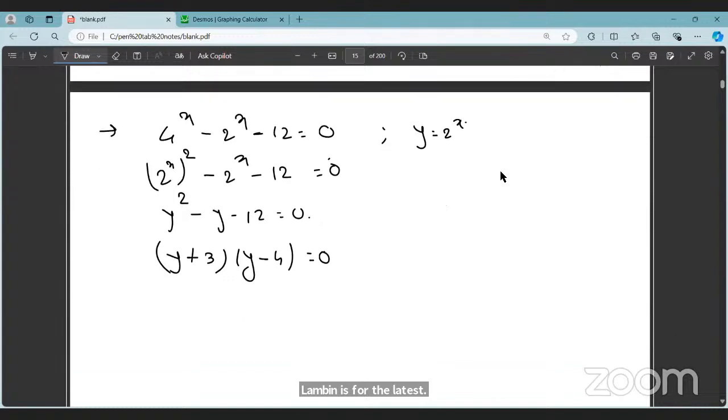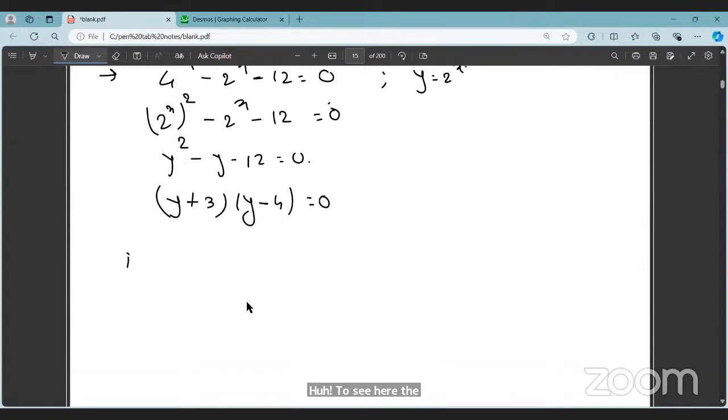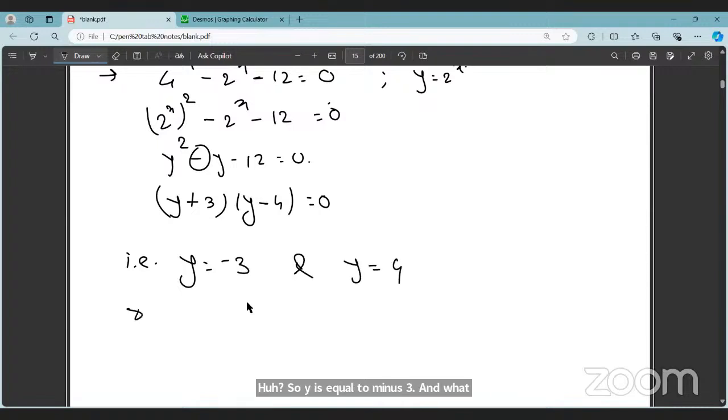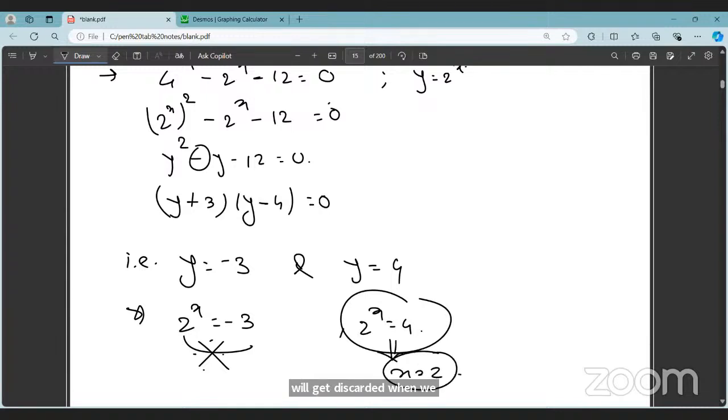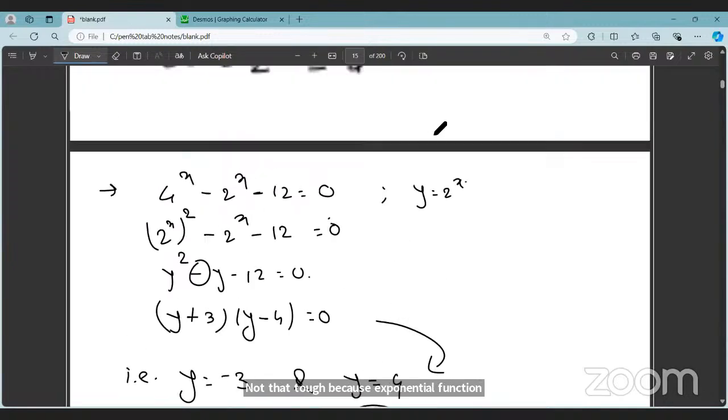So here the main concept comes. 2 to the power x should be positive. So y equals minus 3 and y equals 4. That means 2 to the power x equals minus 3 and 2 to the power x equals 4. But you guys know that an exponential can't take a negative value, so that case will get discarded, and we remain with this. And the answer is x equals 2. That's correct. So from here to here, you have to think about which value will get discarded. It's actually not that tough, because an exponential function can't take negative values.